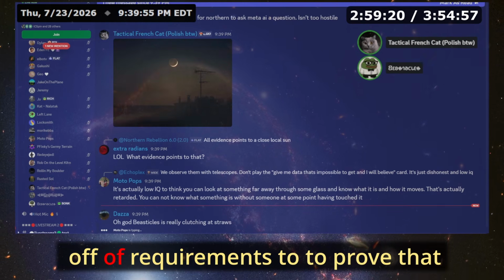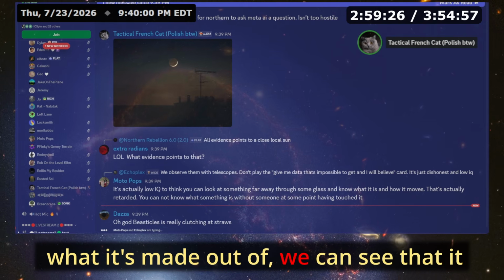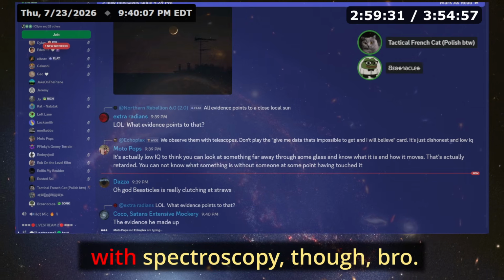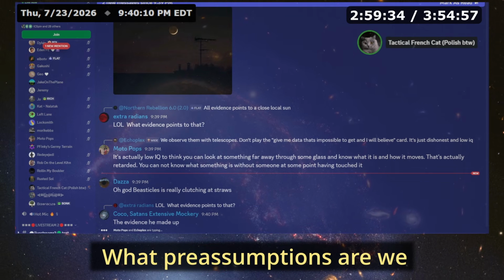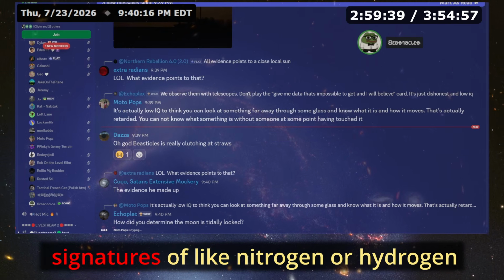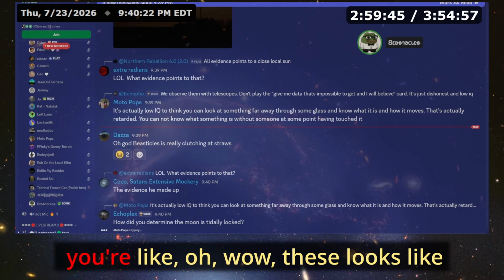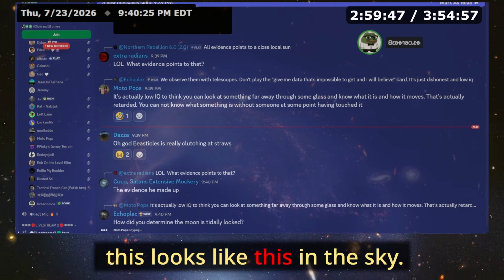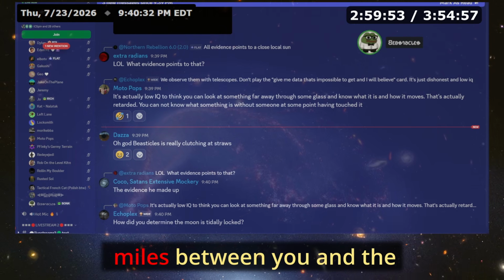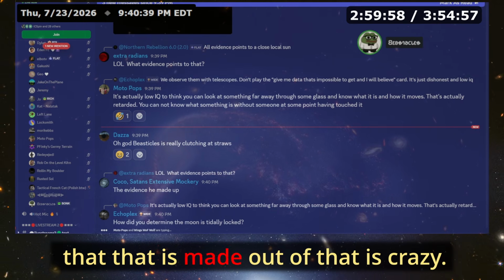If I go based off of requirements to prove that, we can use spectroscopy to measure what it's made out of, and we can see that it occults other objects. Well, you're making pre-assumptions with spectroscopy, though, bro. What pre-assumptions are we making? That the same thing that's going on in the lab, for example, you get signatures of nitrogen or hydrogen, et cetera, and you recreate those in the lab and say, oh wow, this looks like this in the sky. But really you're assuming trillions of miles between you and the object you're looking at, and determining what it's made out of is crazy.